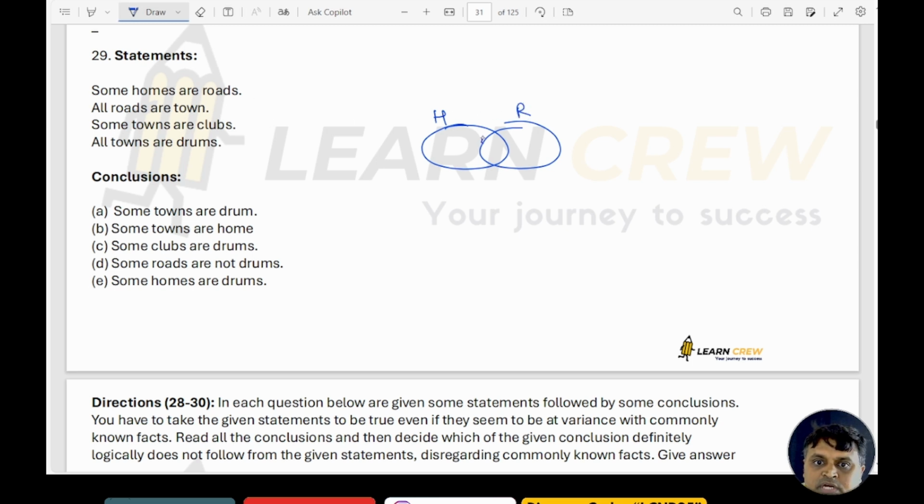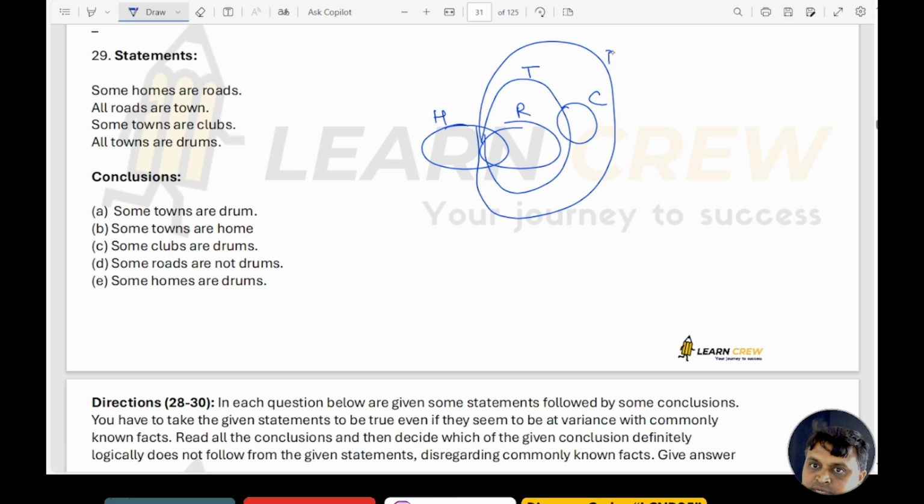Next, all roads are town. Some towns are club. Next, all towns are drum. Now see the first one. Some towns are drums. It is true. Some towns are home. It is also true. Some clubs are drums. It is also true.